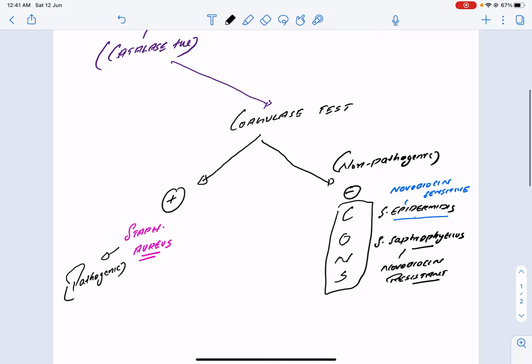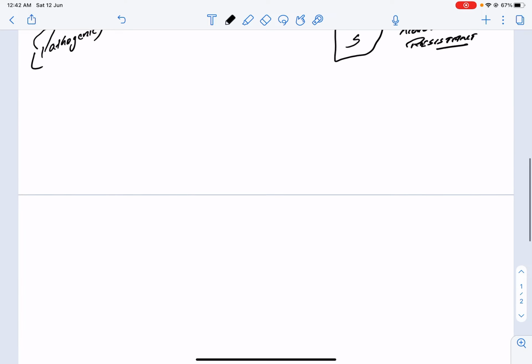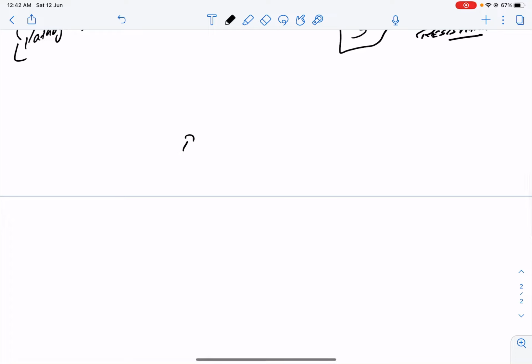Yeah. So hope all are okay till here. So let's talk about the first one. These are non-pathogenic. So let's complete what you have to know about these CONS bacteria. What are the examples once again? Staphylococcus epidermidis. They are non-pathogenic. They are coagulase negative. That's why we are calling them CONS, right?